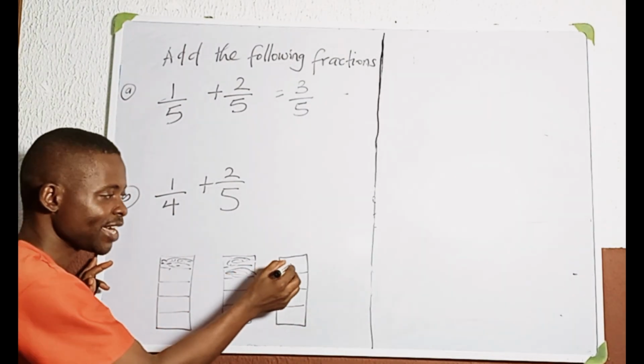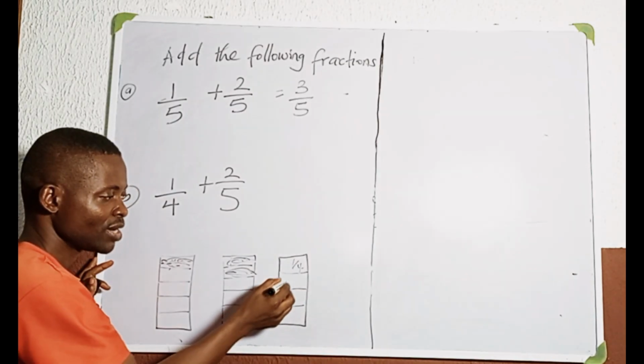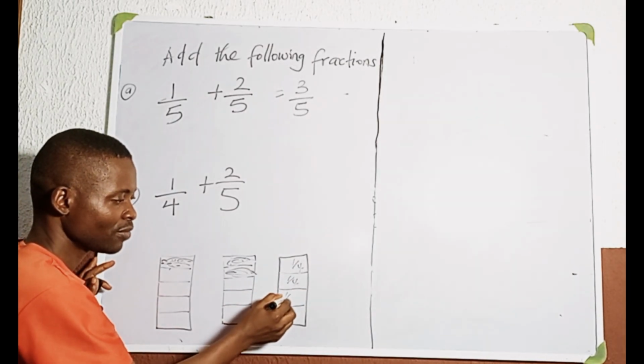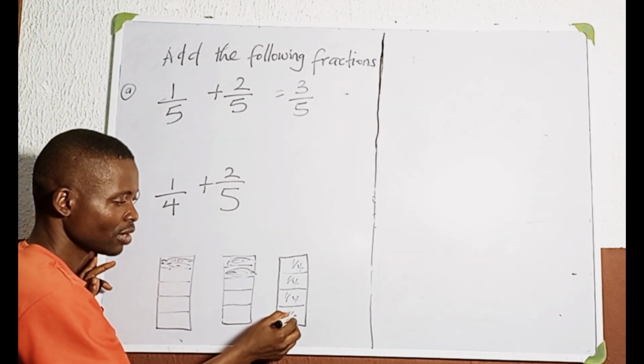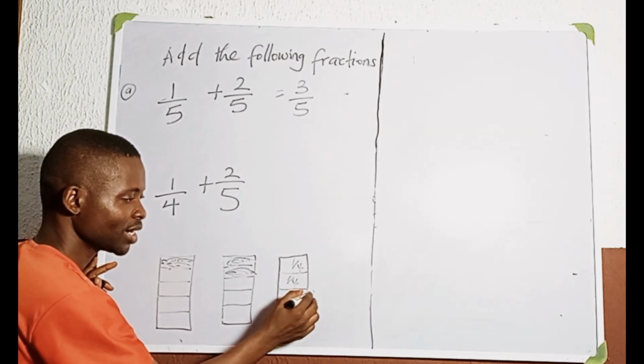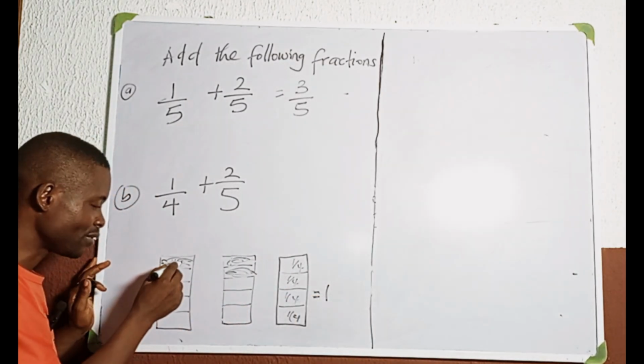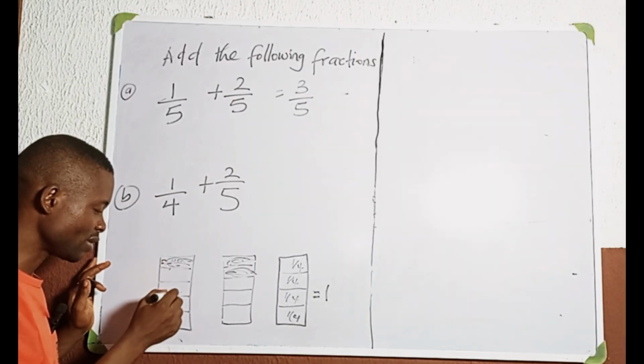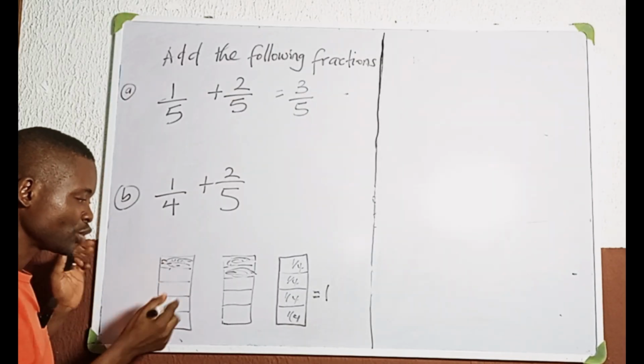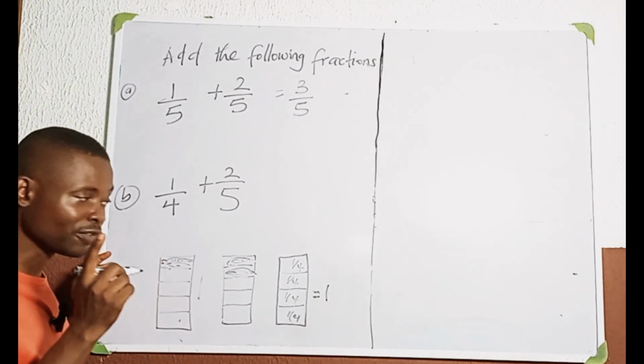So a share here is 1 over 4, another share 1 over 4, another share 1 over 4, another share 1 over 4, and we put all of them together, you have 1, isn't it? Just as you have 1 over 5 here, 1 over 5, 1 over 5, 1 over 5, 1 over 5, you put all of them together, you have one whole loaf of bread.